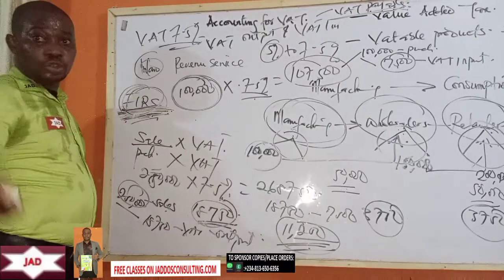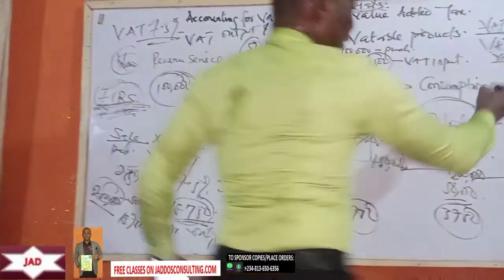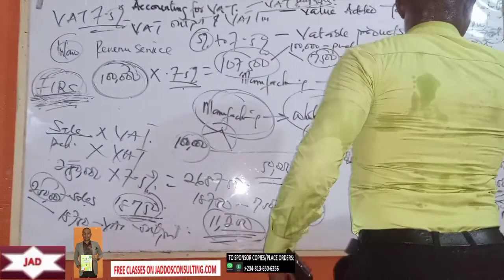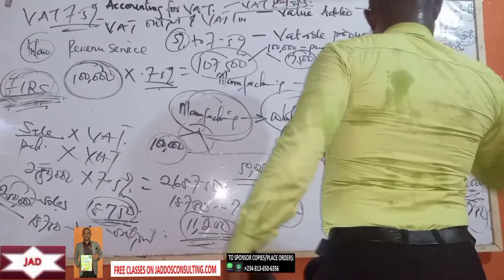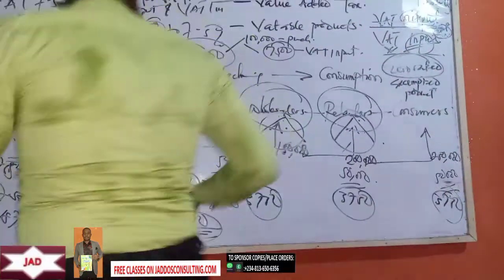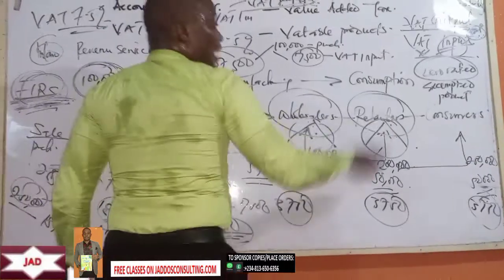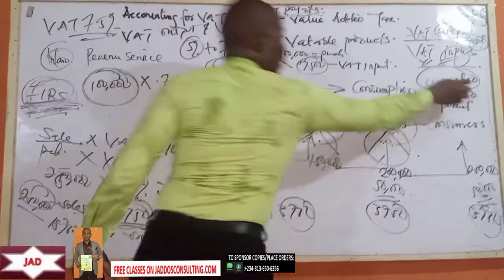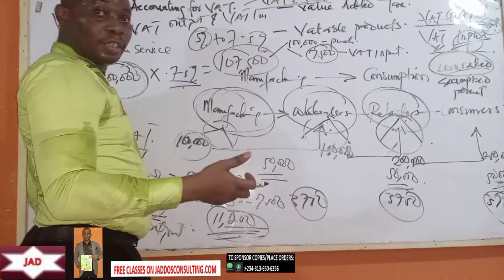Okay, so that is a bag. Of course, I've already told you that we have something called zero rated and exempted products. Now, zero rated products are products that are VATable products, but you don't charge any amount. So it's like they are VATable products, but you charge 0%. So it means they are VATable products, you don't charge VAT, right?